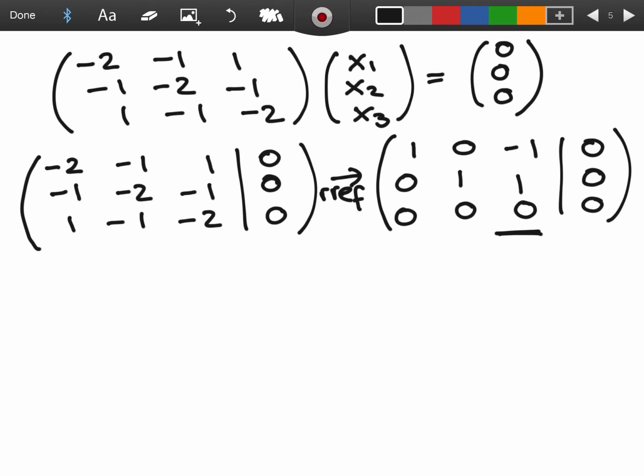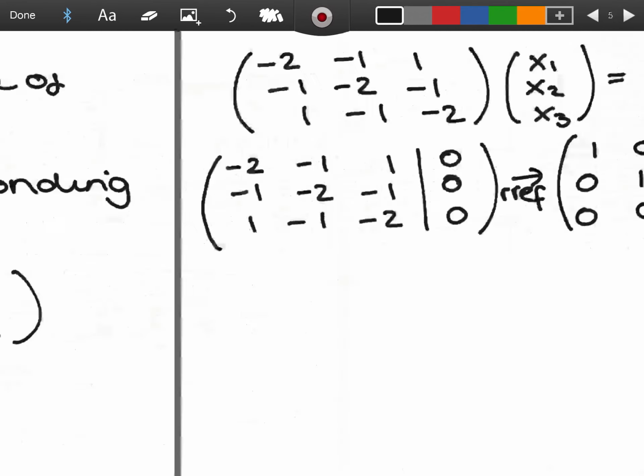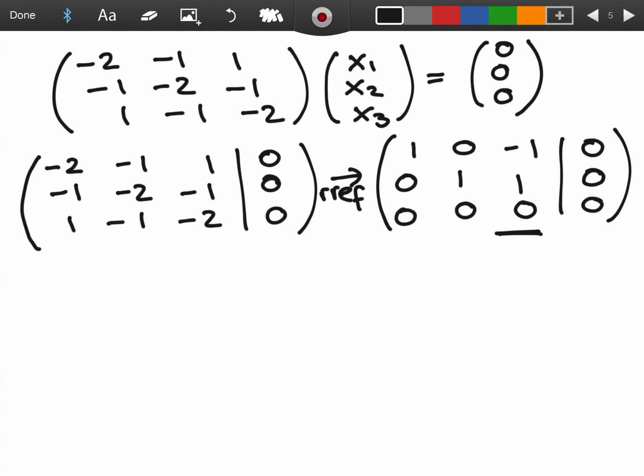Now we already know that we have a free variable here. There is no pivot in my third column, so I know that x3 is a free variable. So I already know that there are going to be non-zero vectors that satisfy the original formula. Because I've got a free variable, there is a non-zero x for which this is true. So I know I'm going to get an associated eigenspace for A, and associated eigenvectors. Therefore, we already know that lambda equals 3 is going to be an eigenvalue of A.